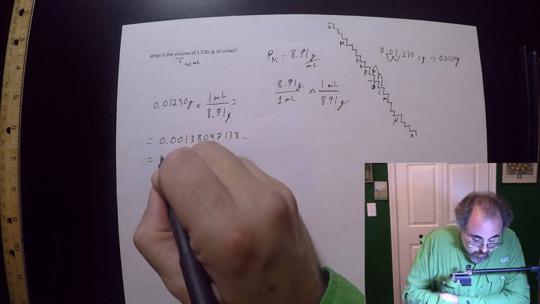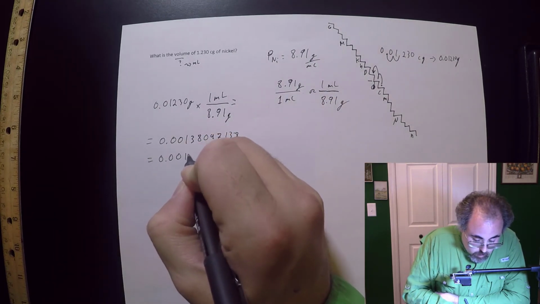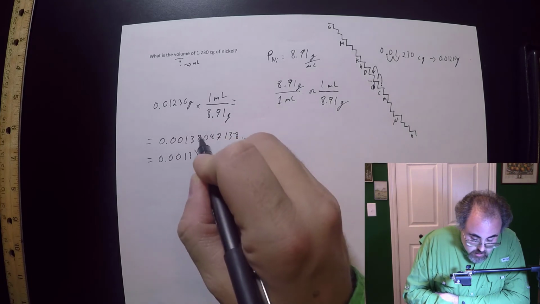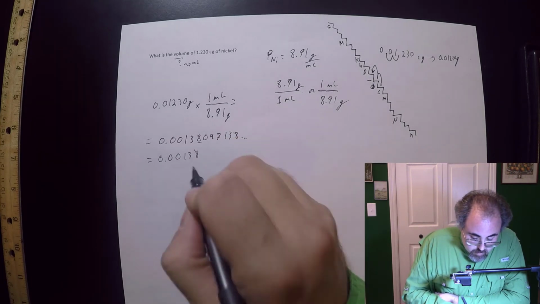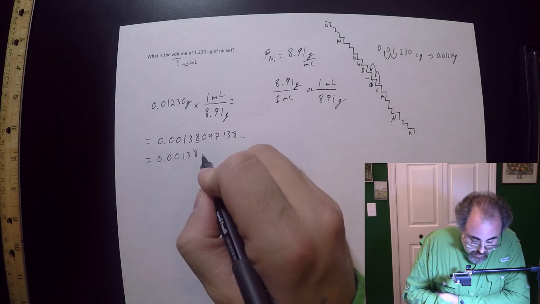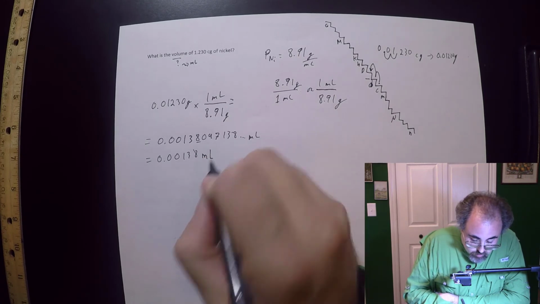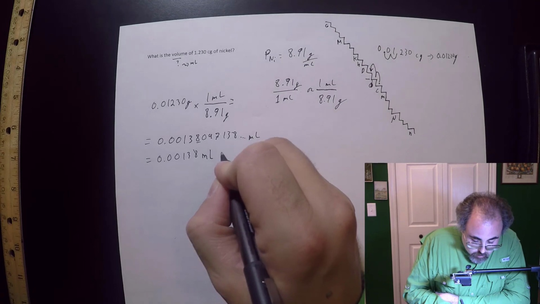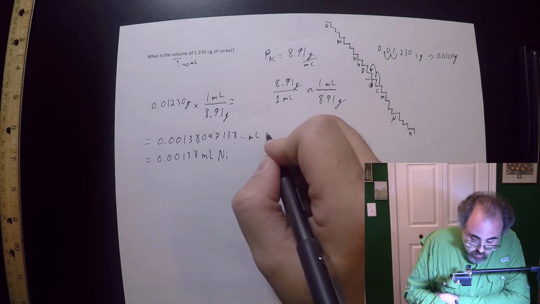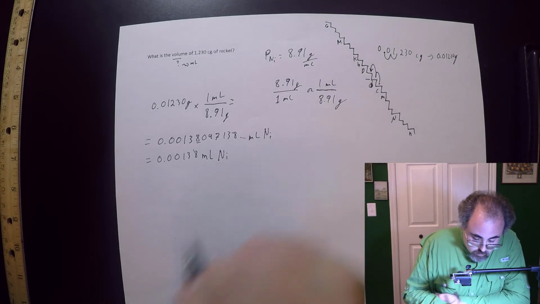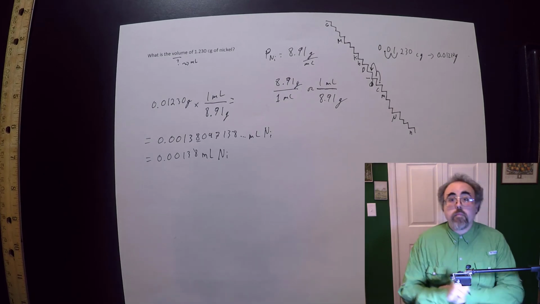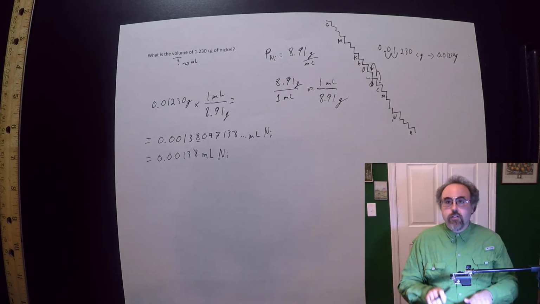So now this becomes 0.00138. That's my last significant number. I'm going to round. Boom, I have that. And let's not forget the units because units are important. And actually, I'm not done yet. I really need to include what they are. And I'm just going to use the chemical symbol for nickel. Okay, there's my answer. But I told you I'd do it 2 ways.